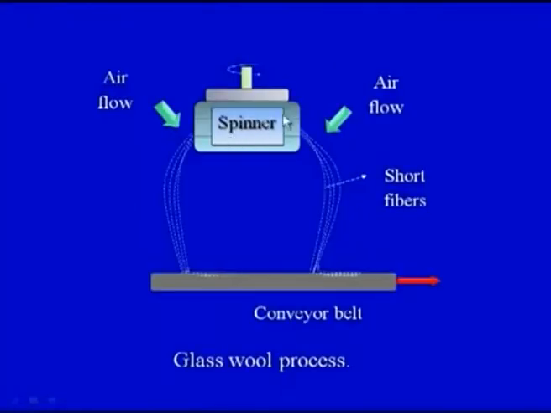So a very simple or a fairly simple diagram is given on your screen. This is the rotating head, or the spinner. The molten metal is present inside, and this is the rotation which is shown.